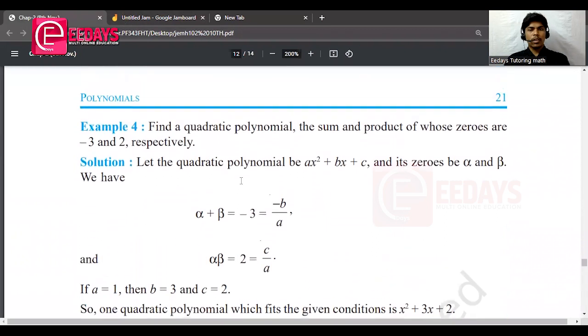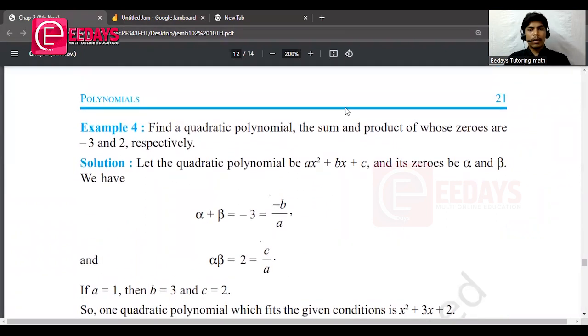Example 4 we did yesterday. The sum and product of the zeros are already given. Sir, can I take alpha is equal to minus 3 and beta is equal to 2? No. Why? Because they already clearly mentioned here sum and product. Sum is nothing but alpha plus beta, you have to take, not alpha is minus 3, beta is 2, not like that. So you can take alpha plus beta is equal to minus 3 and alpha beta is equal to 2. I hope everyone agrees with me.